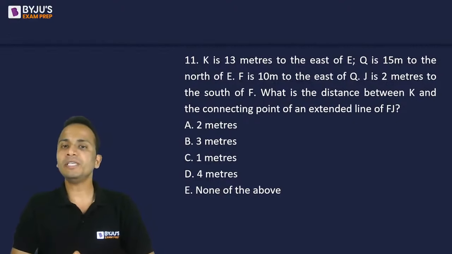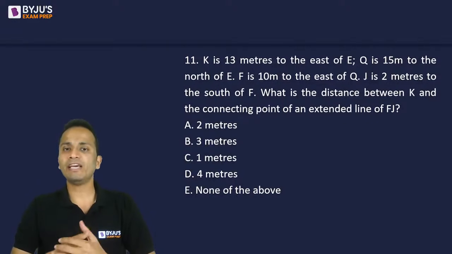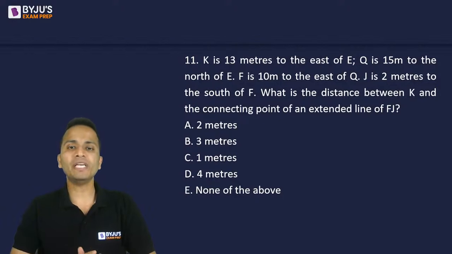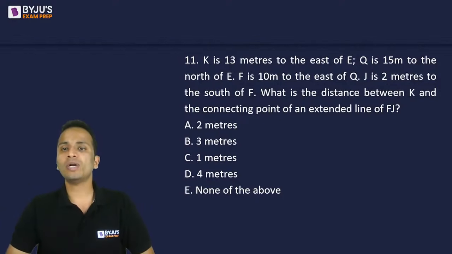Now, K is 13 meters to the east of E. Q is 15 meters to the north of E. F is 10 meters to the east of Q. J is 2 meters to the south of F. What is the distance between K and the connecting point of an extended line of FJ?